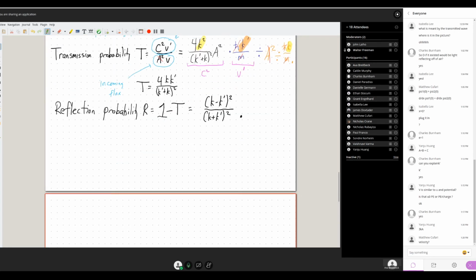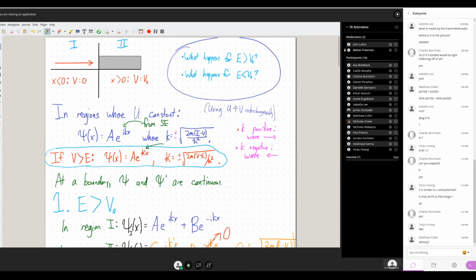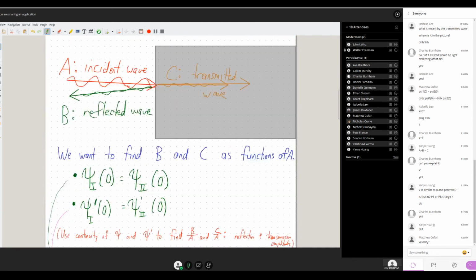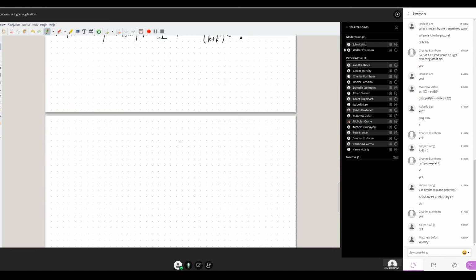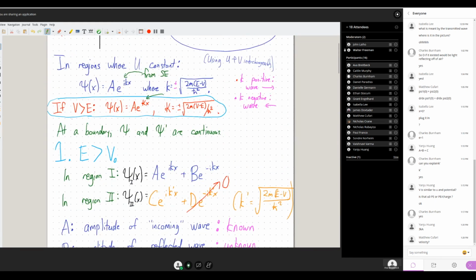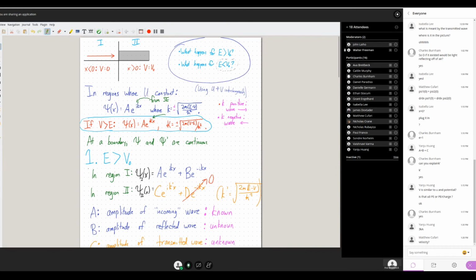So now I'd like to do the case up here where E is less than V naught. We can go through this more quickly because we kind of already know how this goes. So looking back to our first page, what's going to be the difference in how we write down our wave functions?